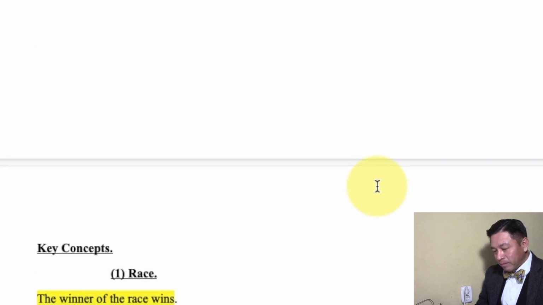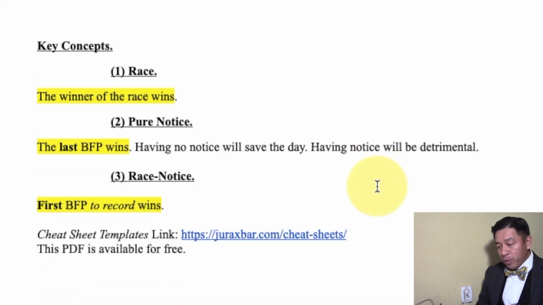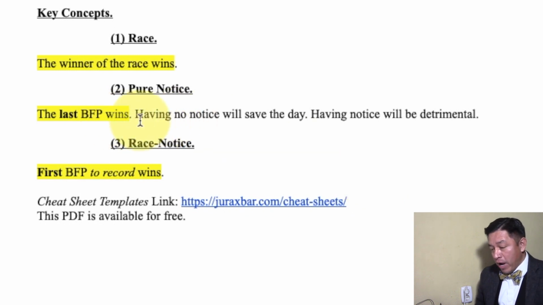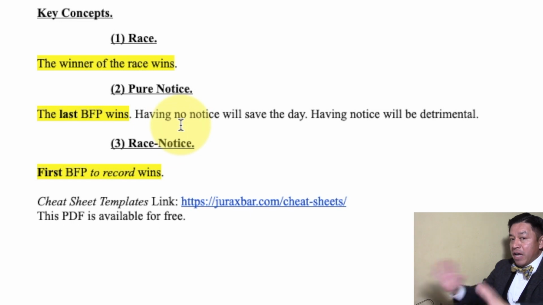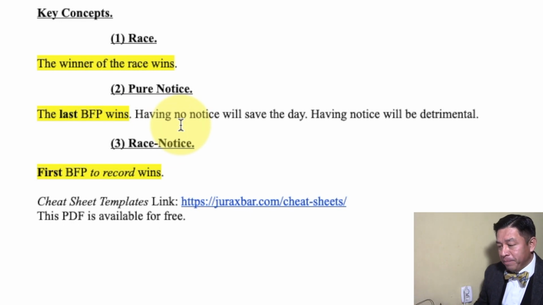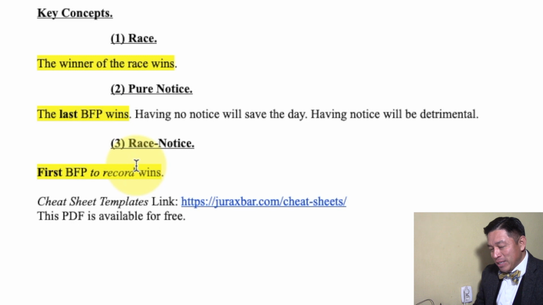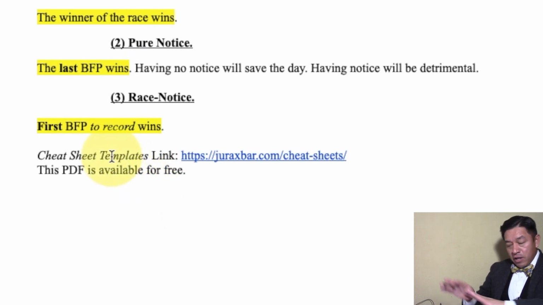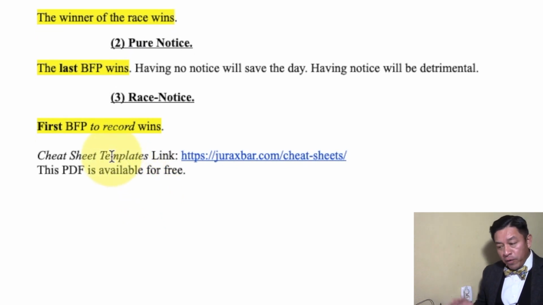Okay. Let's review. Key concept: race, the first person to record wins. Pure notice: the last BFP is going to win. Why? Because the other person is going to have some type of notice. They're not really going to be a BFP. All right. And for race notice, the first BFP to record wins, but he must provide valuable consideration and he must also record.